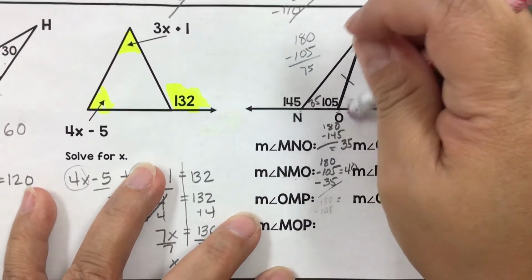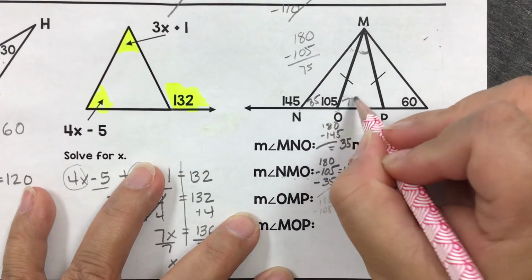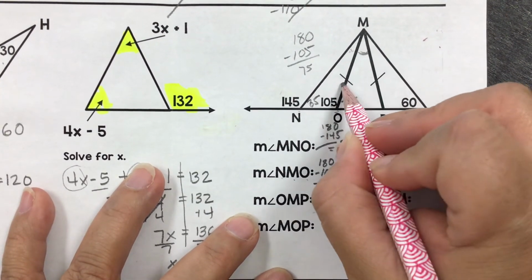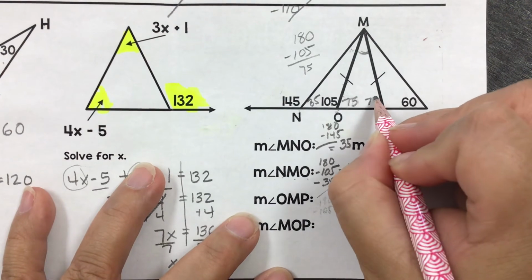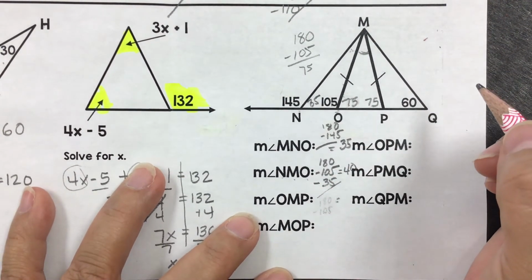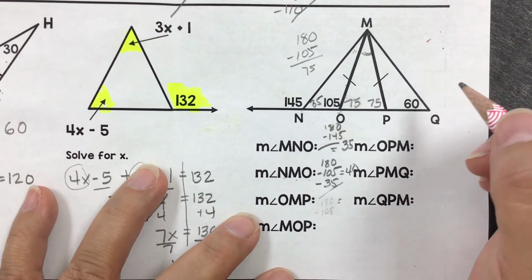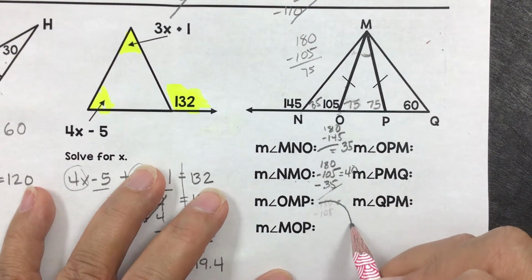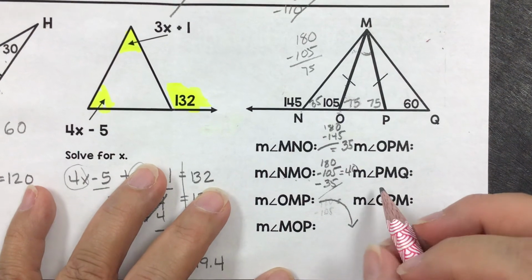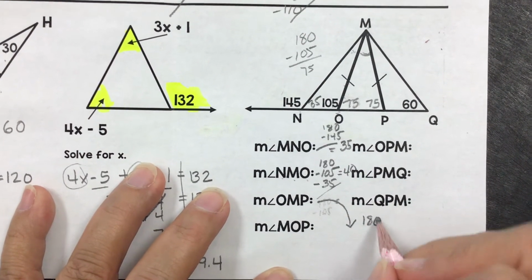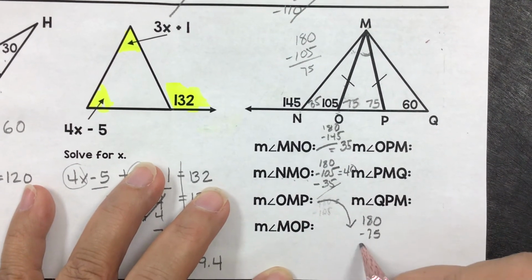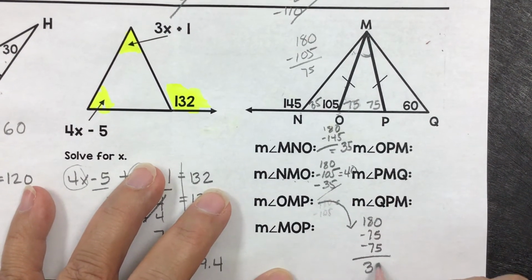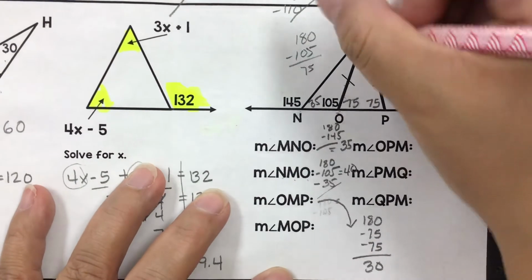Well, why does that matter? Since this is 75 and it's telling you that the side lengths are equal, then this is also 75. That's going to help me figure out this problem, and what I'm going to do is make a little arrow so I have plenty of space. 180 minus 75 minus 75. What's left is 30, and that's that angle measure up here.